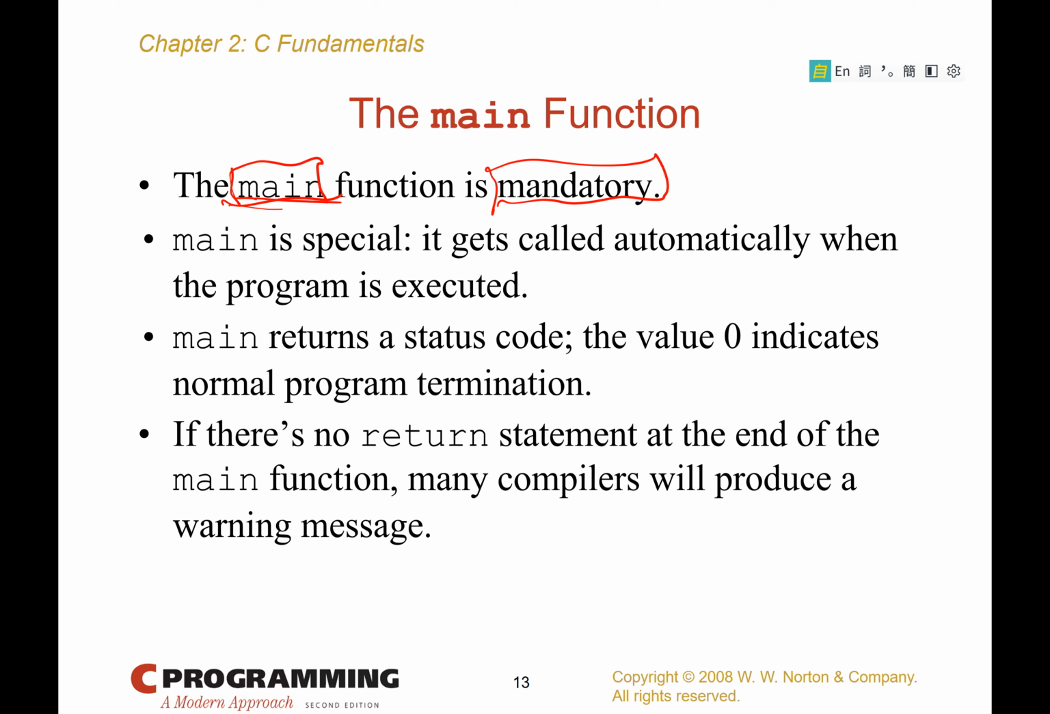Anyway, I'm back here. So main function is mandatory. You have to have a main function in a C program. So we call it special, and it is called automatically. The first thing a C program executes will go to the main function and start its execution.